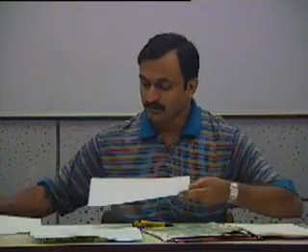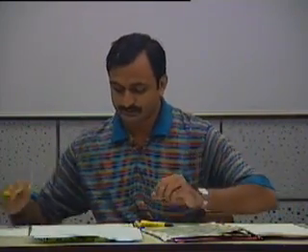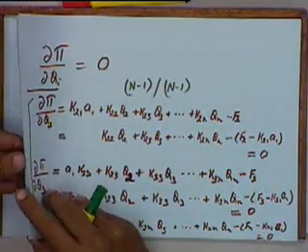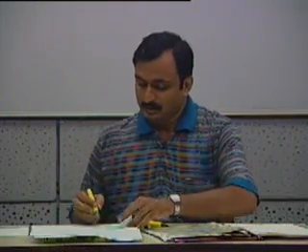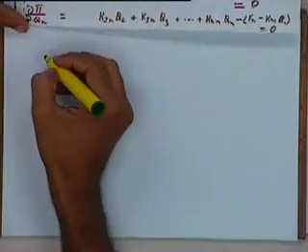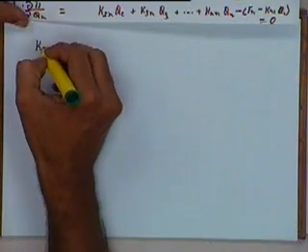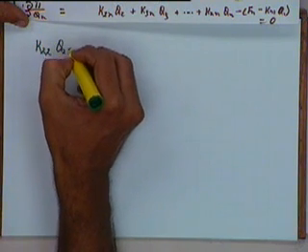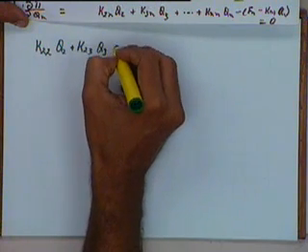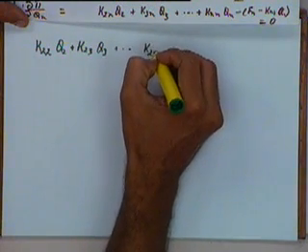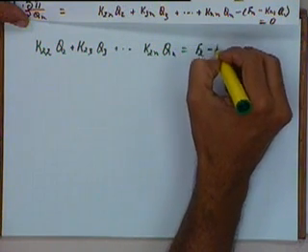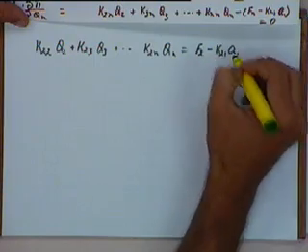So, coming back to these equations, now you've got a system of n minus 1 equations. Let's just rewrite these equations. The first one I can write as k22 q2 plus k23 q3 so on till k2n qn is equal to f2 minus k21 a1.